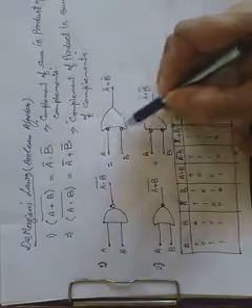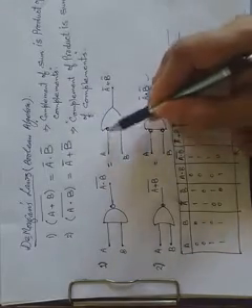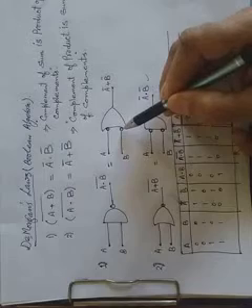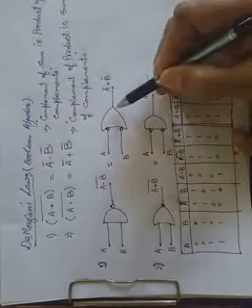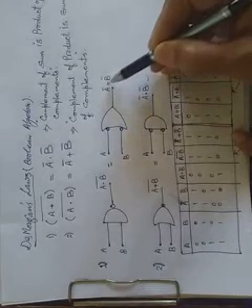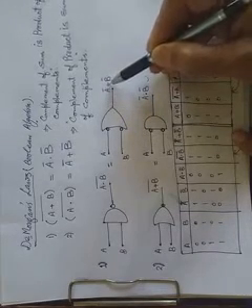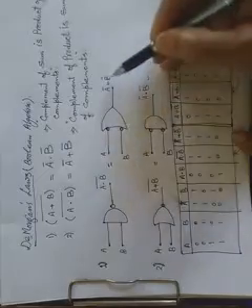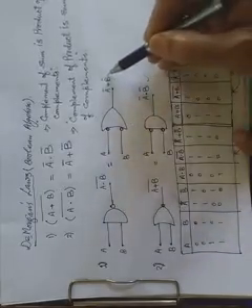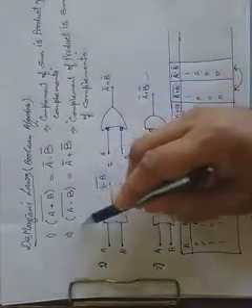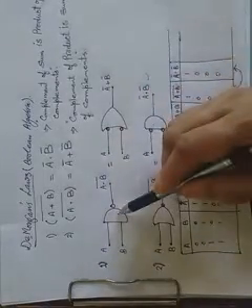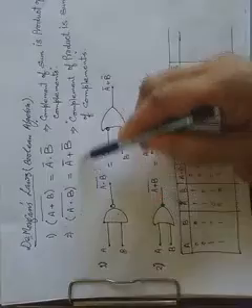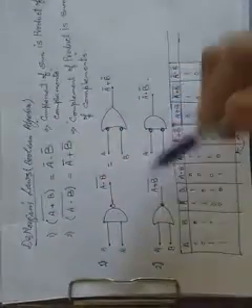It means this OR gate is receiving the inputs A complement and B complement, and the final result will be given by the OR operation of this OR gate, meaning the sum of its inputs A complement and B complement. So this representation in terms of logic gate symbols is for De Morgan's second law.